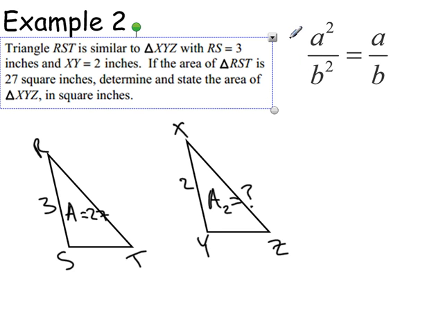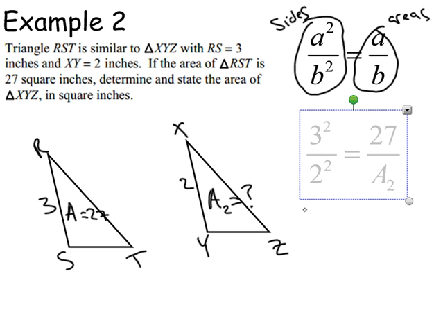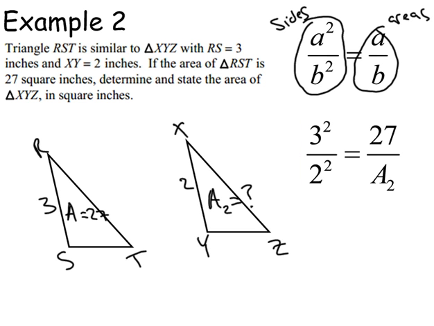So remember, in this proportion, the left side, the things being squared represents the sides. And the parts not being squared represents the areas. So we're going to substitute. We're going to get 3 squared over 2 squared equals 27 over A2. Let's simplify it a little further. We're going to get 9 over 4 equals 27 over area 2.